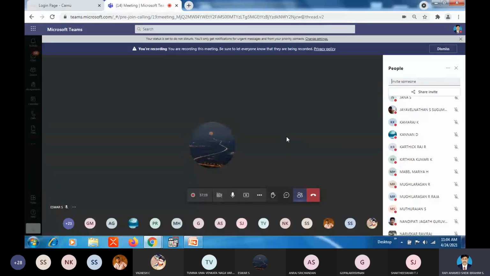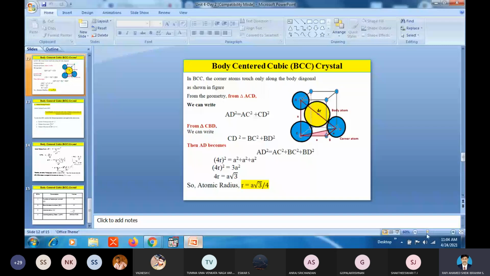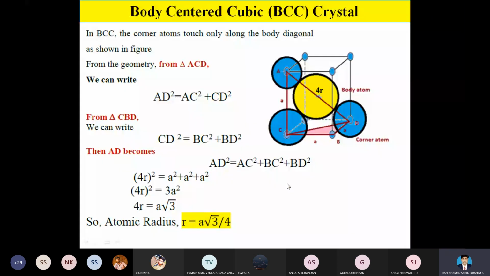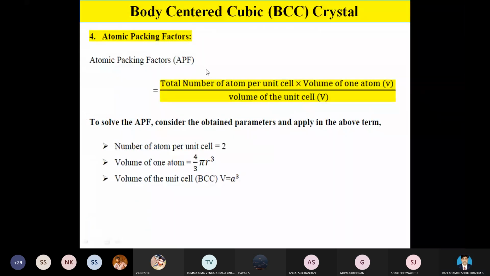As we all know, after measuring these 3 parameters, the next parameter gives the conclusion. See, the number of atoms per unit cell is 2. Volume is a cube. Volume of one atom is 4 by 3 pi r cube. Then the atomic packing factor is measured with these parameters.